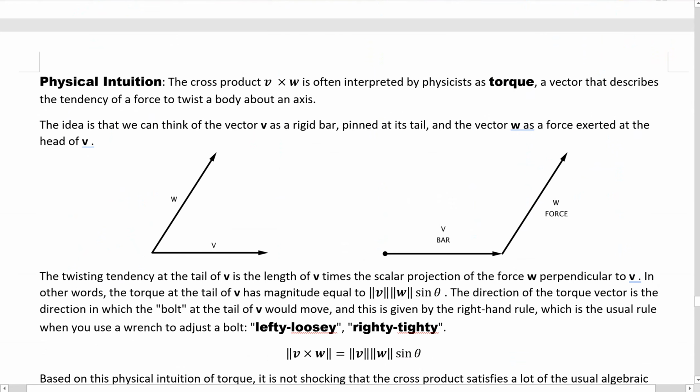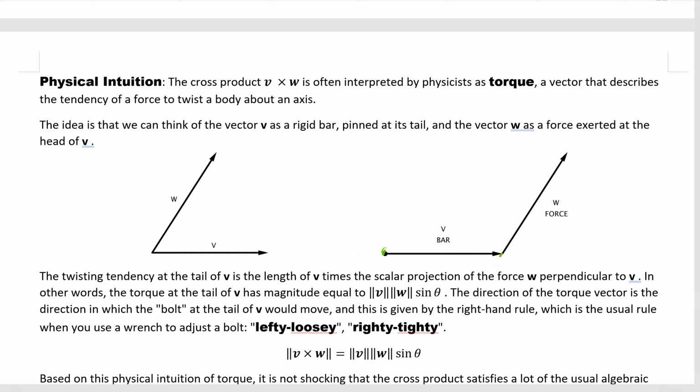Physical intuition. The cross product v cross w is often interpreted by physicists as a torque, a vector that describes the tendency of a force to twist a body about an axis. The idea is that we can think of the vector v as a rigid bar pinned at its tail, and the vector w as the force exerted at the head of v. So we have the bar pinned at its tail, and a force acting on the head of it.